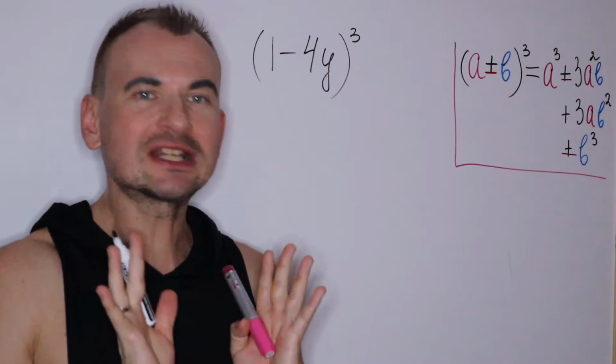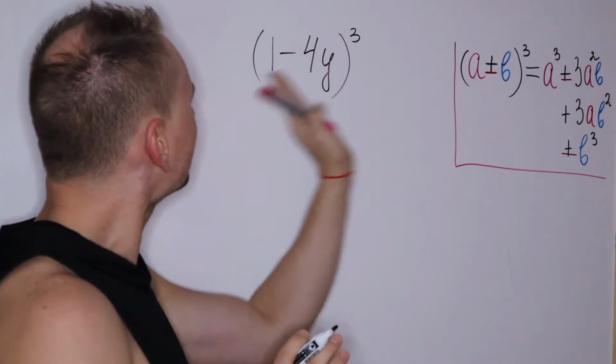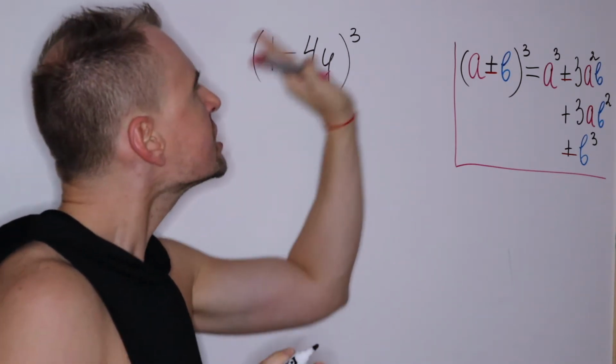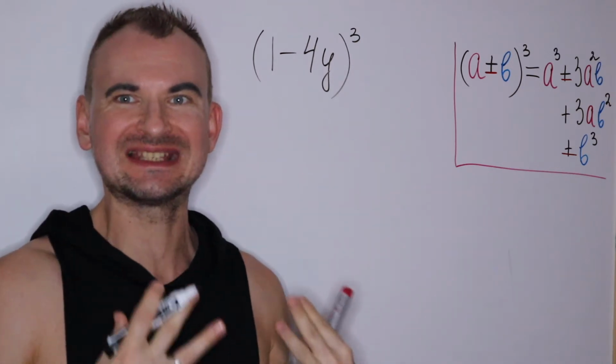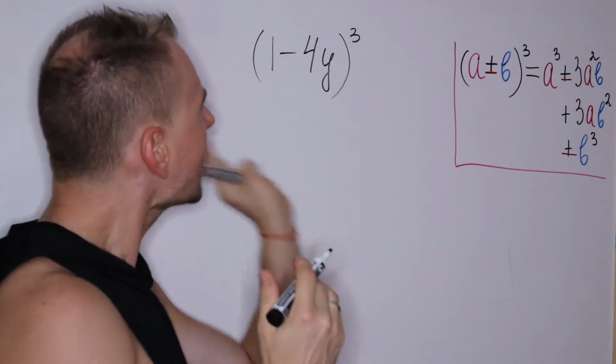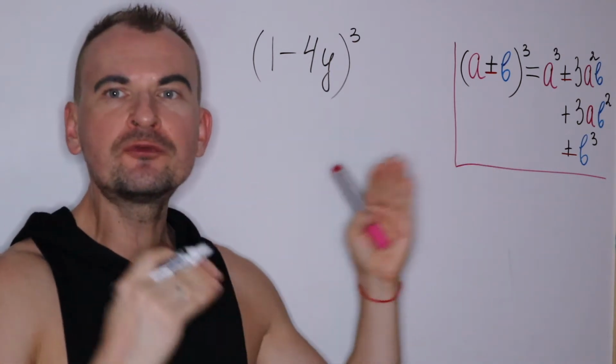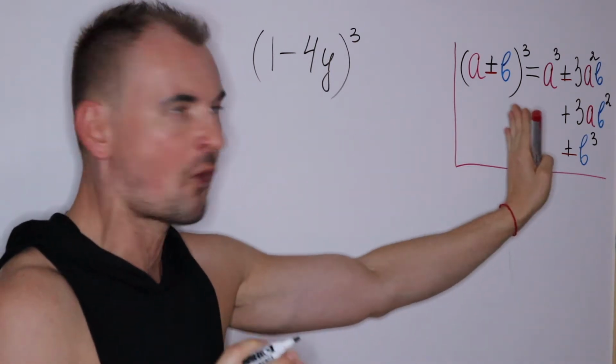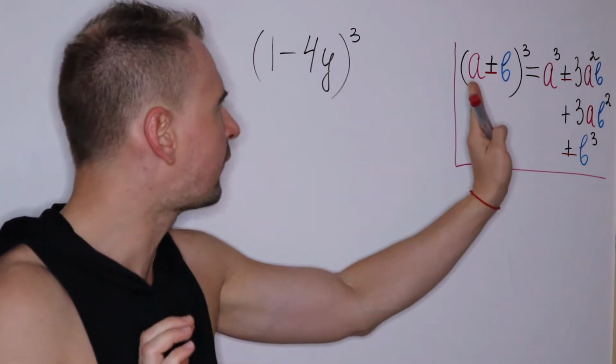Now, let's have a look at another one. Say you have 1 minus 4y cubed, so the cube of this binomial. A little bit different from what we did before. Now, all you want to do is fit it into this formula, this cube of binomial formula.